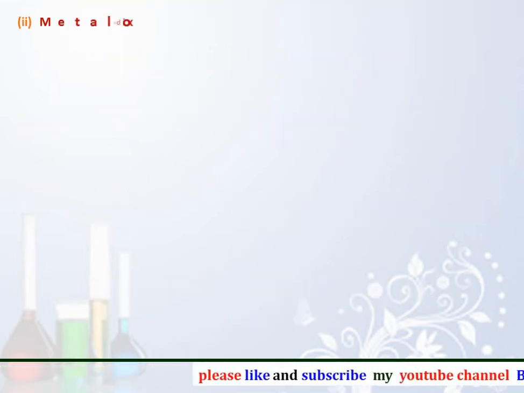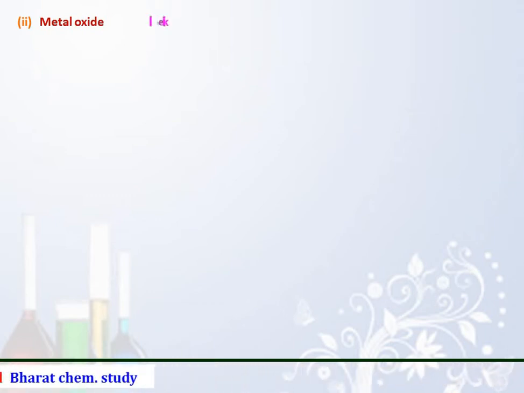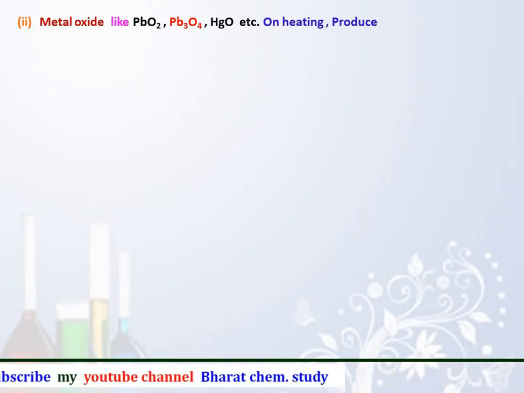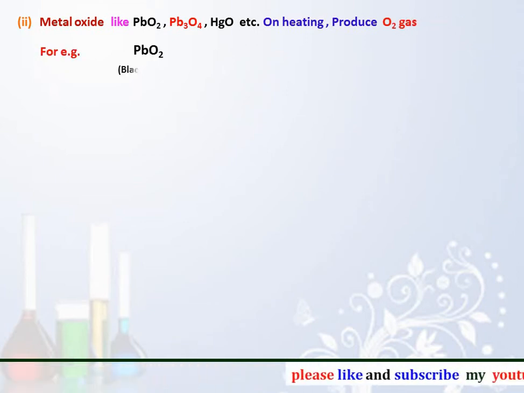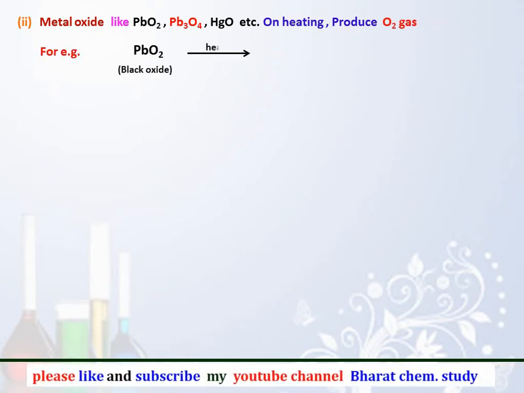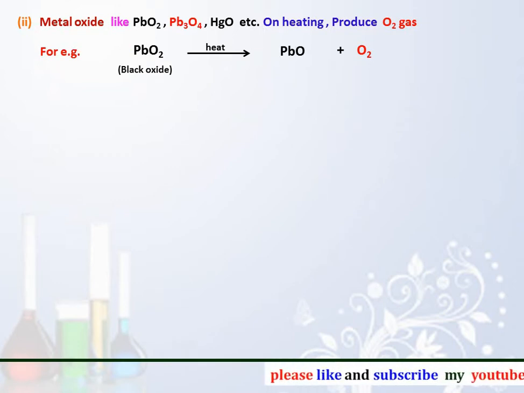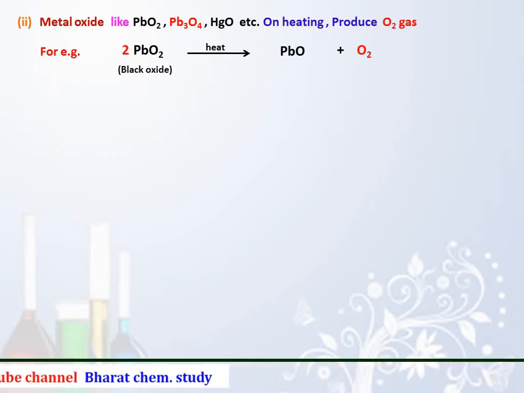The second method of formation of oxygen is that metal oxides like PbO2, Pb3O4 or mercury oxide, etc. on heating produce oxygen gas. For example, PbO2, which is a black oxide, on heating strongly gives PbO plus oxygen gas. So again, this equation is not balanced. To balance this equation, we put 2 in front of PbO2 and 2 in front of PbO.